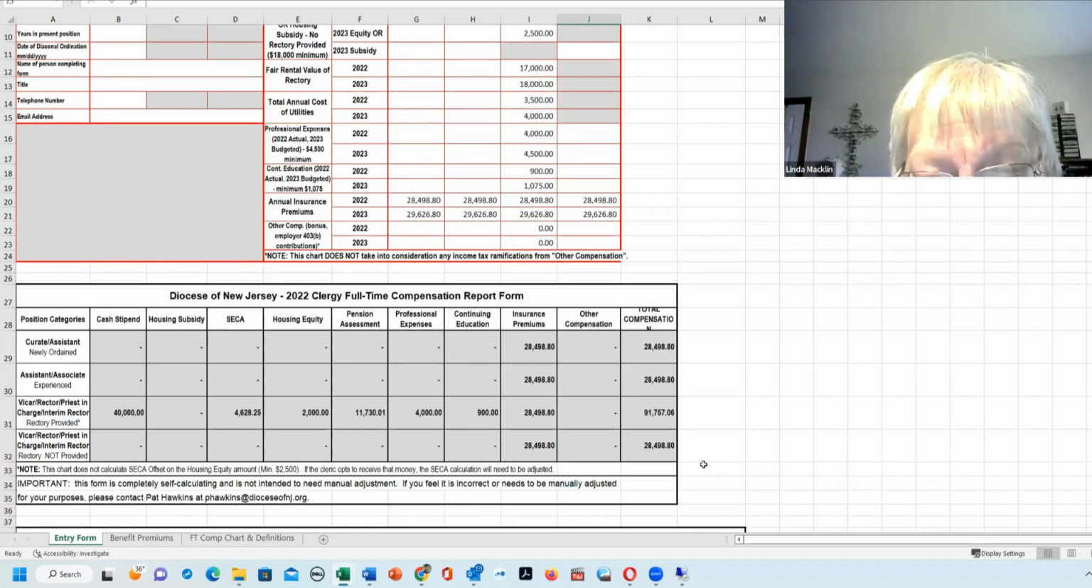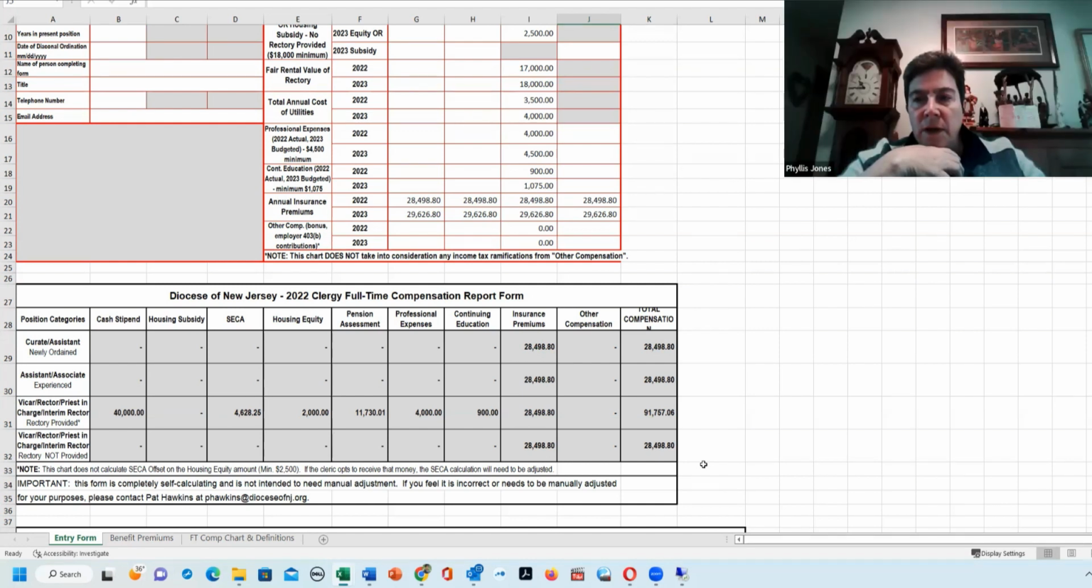Yes, wondering about the utilities. Are they the utilities of the actual rental? Because we rent our rectory out. We don't. Carmen has his own house. Right. So this wouldn't even apply.